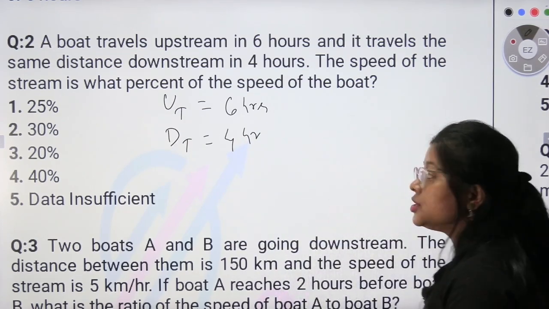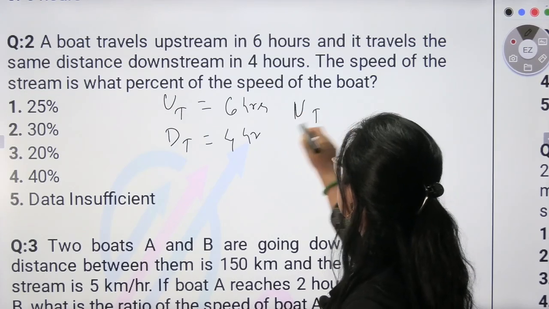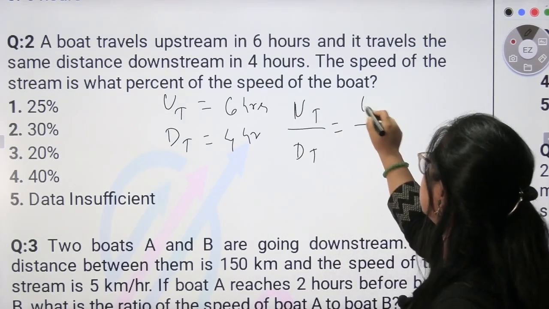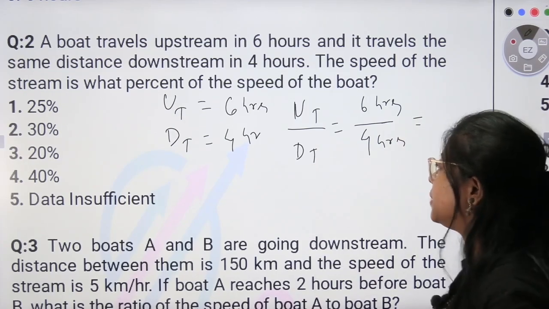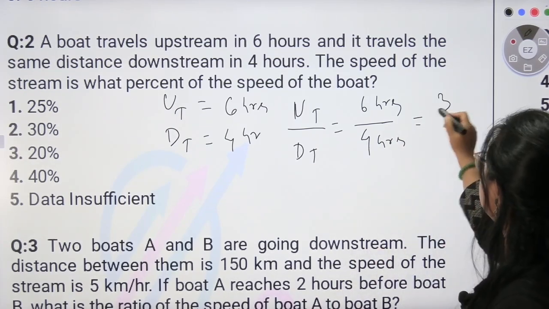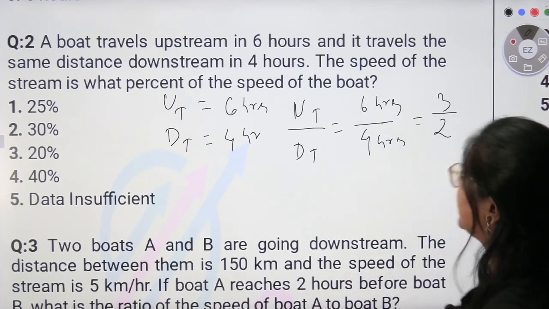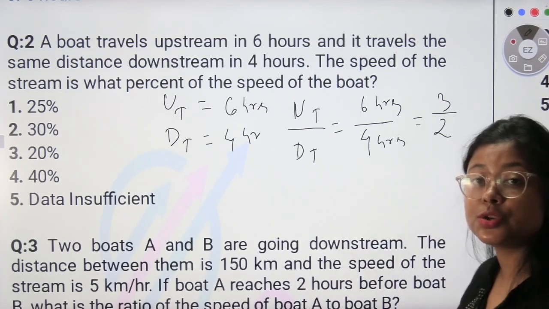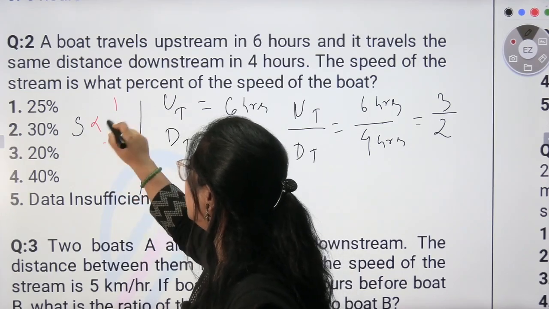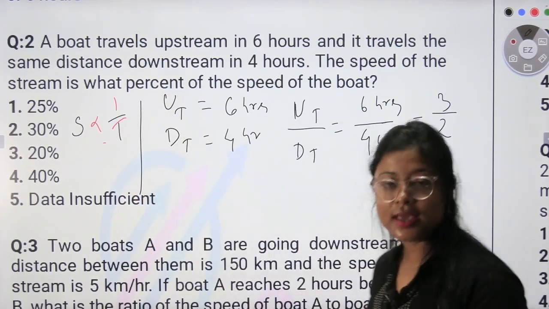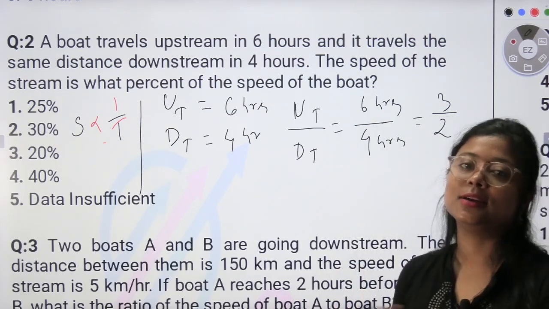So if I take the ratios of time of upstream and downstream, then what will you get? So upstream time and downstream time ratio is 6 hours divided by 4 hours. From here we get the ratio as 3 divided by 2. Okay, so this is my upstream and downstream time ratios. Fine. So why am I calculating these ratios? Because we know that speed and time are inversely proportional to each other. That means if one quantity increases, the other quantity decreases.